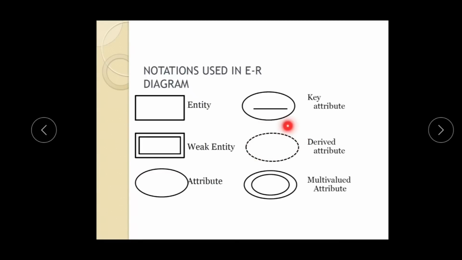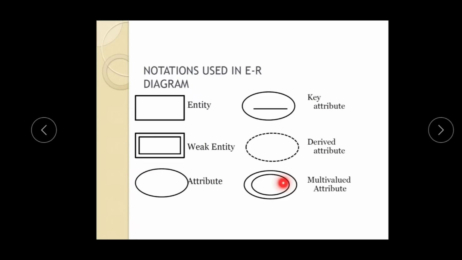Now this dotted ellipse is called a derived attribute. The example we have already discussed: date of birth and age. So age can be derived from the date of birth. So age is called the derived attribute. Such attributes are represented in a dotted ellipse. This is a normal attribute, and this is a multi-valued attribute. We have already seen multi-valued attributes, for example, mobile number. A person can have multiple mobile numbers.